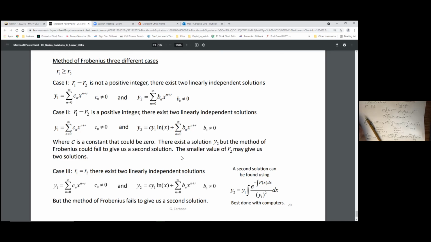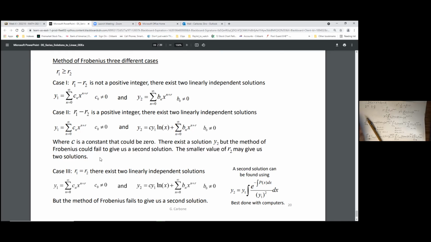And it could turn out, and you do have a problem like this on the Weber side, that sometimes the smaller value of R, the smaller value R2, may give us two solutions. So it could turn out that, now this is only when R1 is equal to R2, that one R value, the smaller value, can actually give you two solutions. The smaller value of R may give us two solutions.